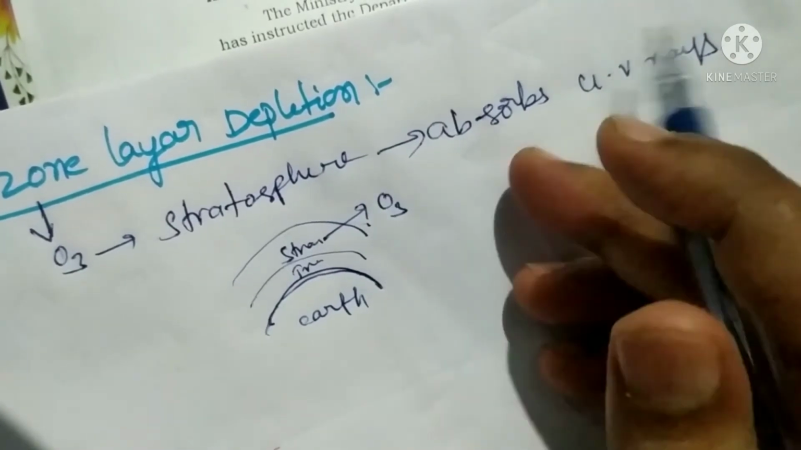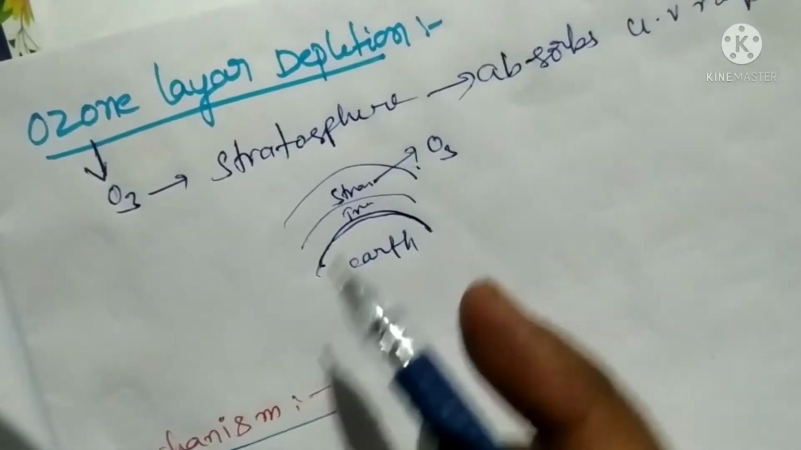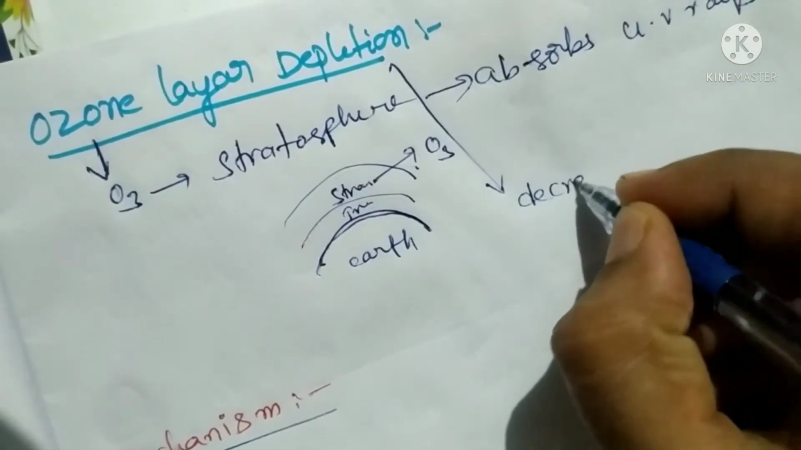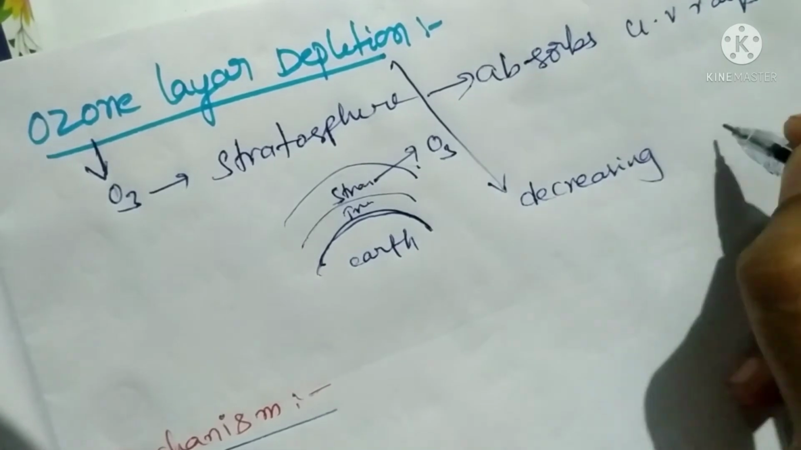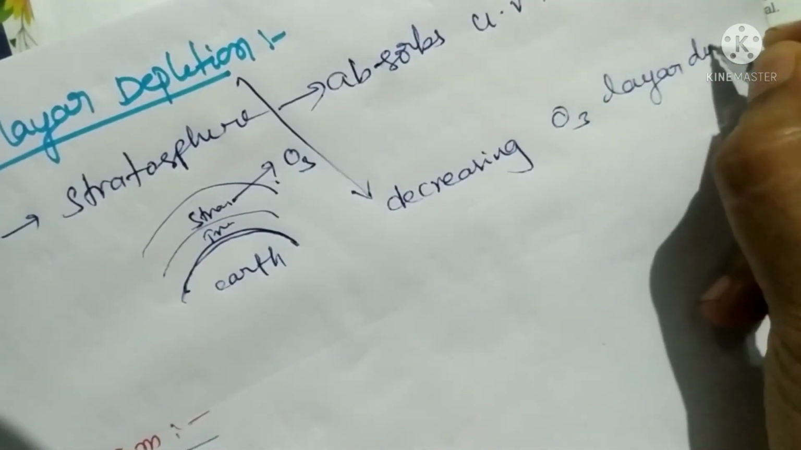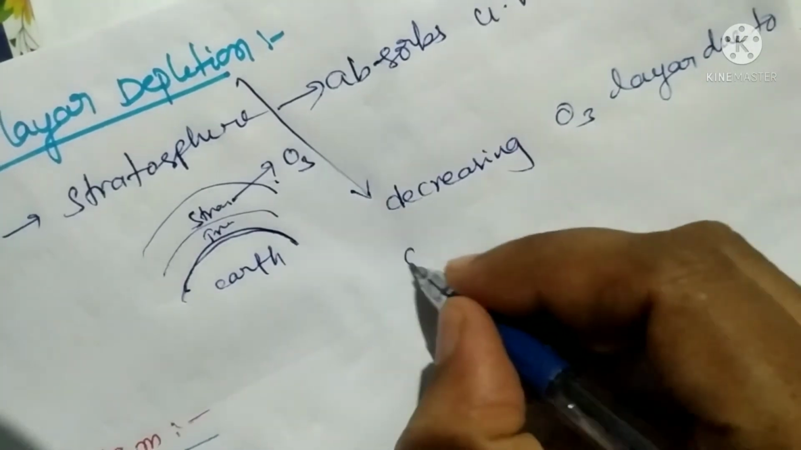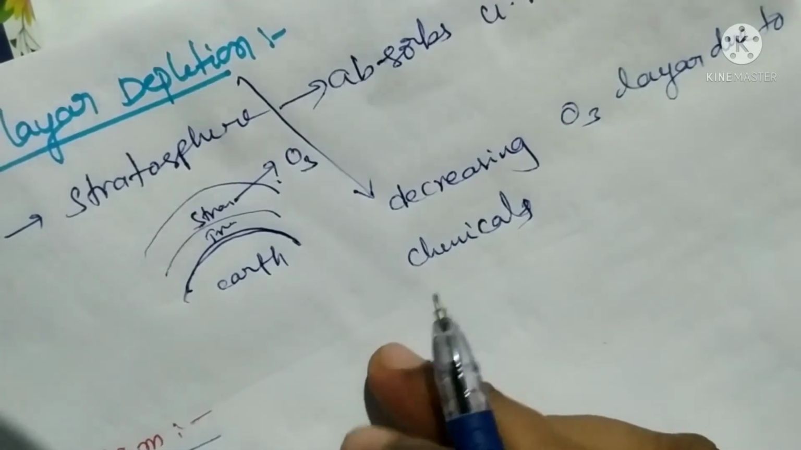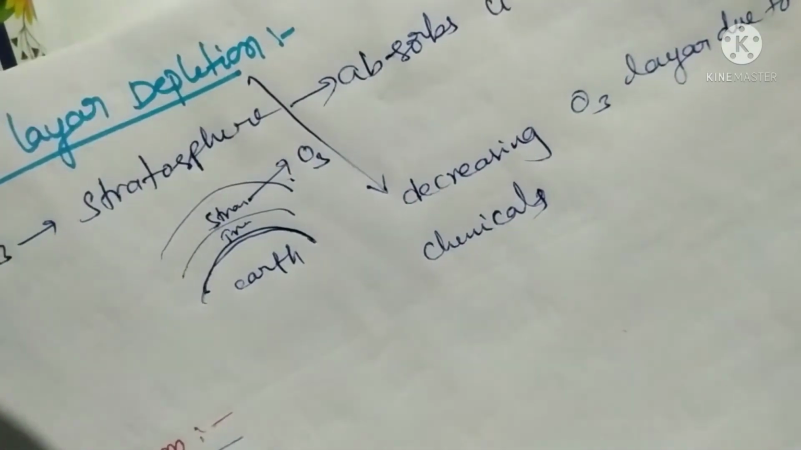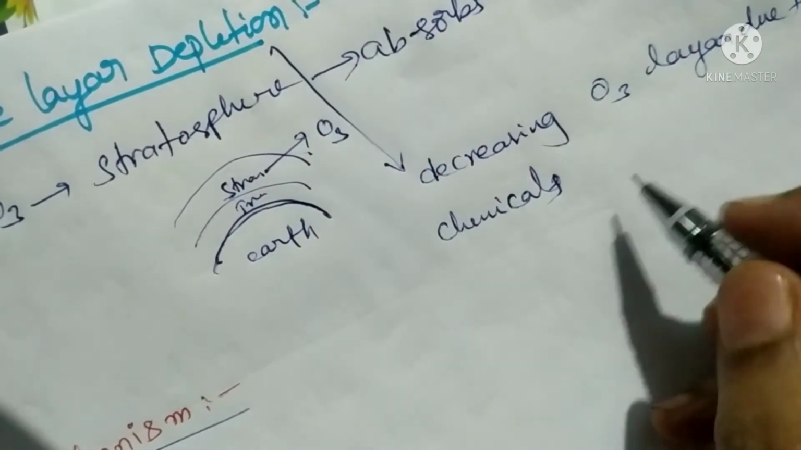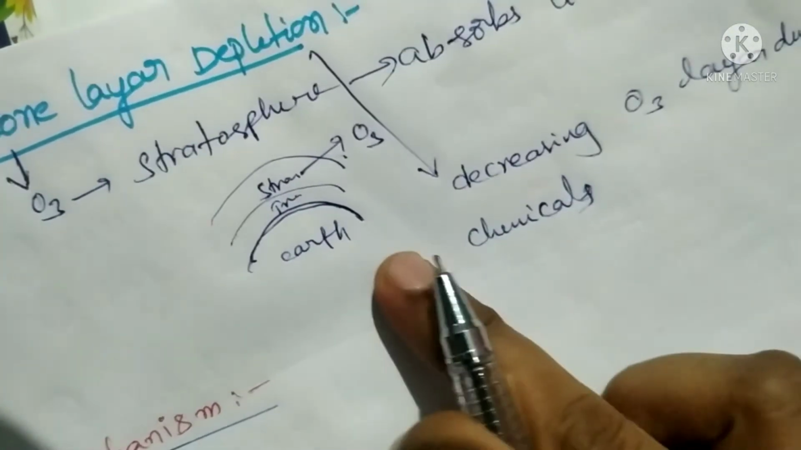So what does depletion mean? Depletion means decreasing the ozone layer. Decreasing the ozone layer due to some chemicals is known as ozone layer depletion. The chemicals may be chlorofluorocarbons, nitric oxide, etc. So this is the ozone layer depletion.